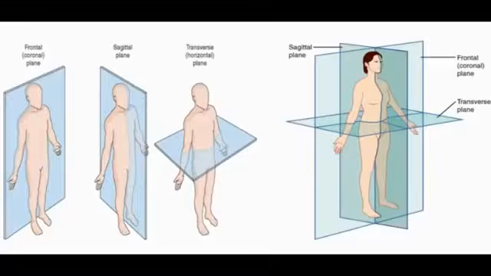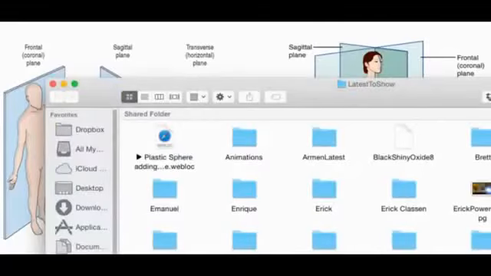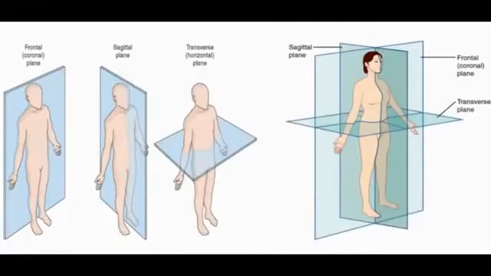Yeah, no problem. So with that slide, I want to remind you how we separate the human body into different planes. We have the frontal plane, which separates the body front and back. We have the sagittal plane, which separates the body left and right. And we have the horizontal plane, which separates the body top and bottom. We also have additional planes, but these are the main three planes of our body.